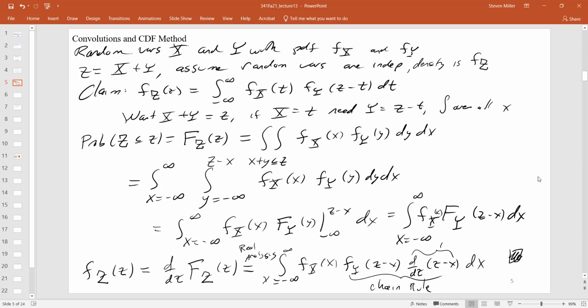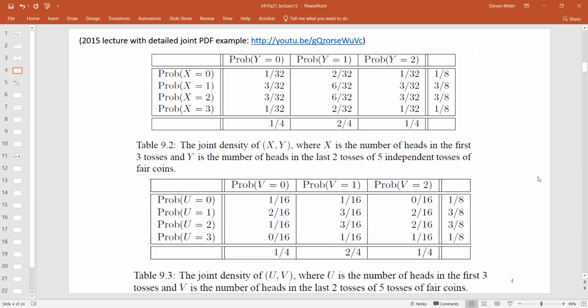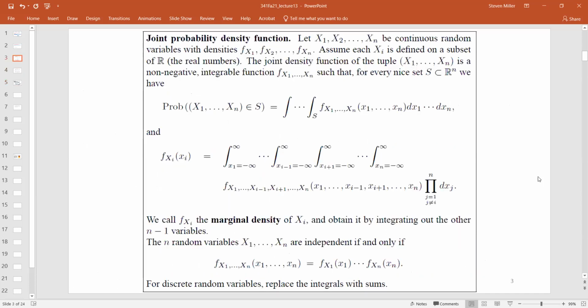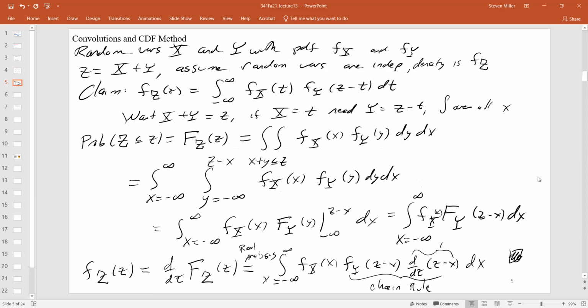So that proves the claimed formula that we had, I think, from the previous page. Oh, it's the top over here. F_X of t, f_Y of z minus t dt. The only thing is I used the letter t rather than the letter x. Not a big deal. So this is a beautiful proof.